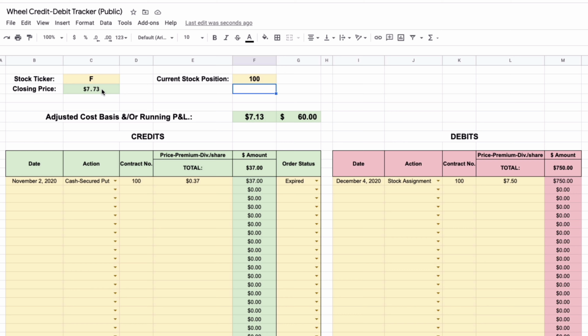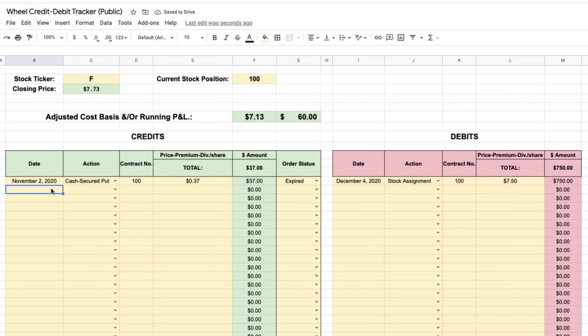Now, obviously, if we're moving forward in time and we've been assigned the 750 put, it's fair to assume that the stock price is trading below that. So obviously, let's say the stock was trading at 730. Then the profit is only $17. Okay, let me just put that formula back in.